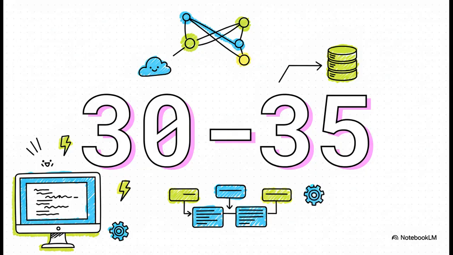And here's the payoff. The source material we're digging into today shows that by just mastering these 17 questions, you can pretty much lock in 30 to 35 marks on your theory paper. That is a massive chunk of your grade secured just by studying smart.